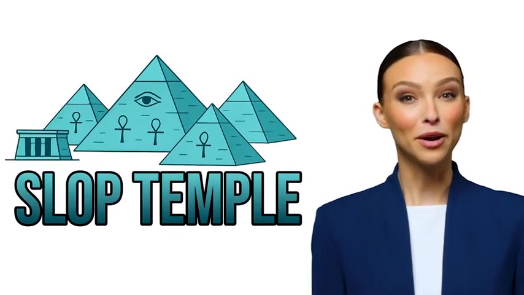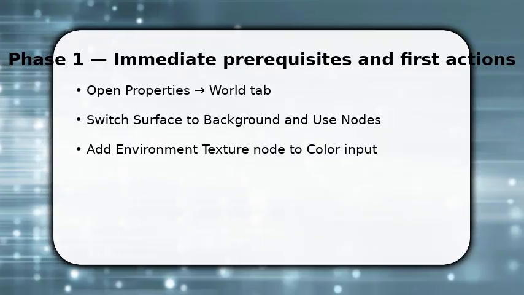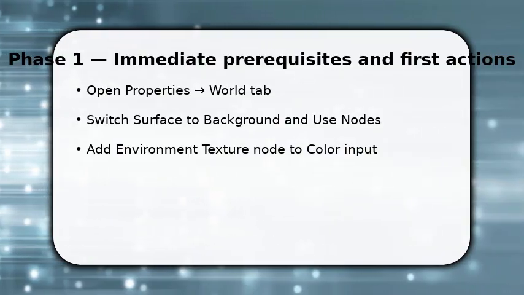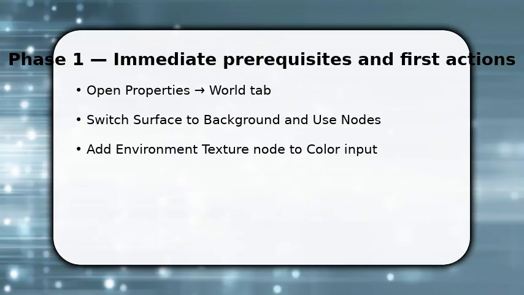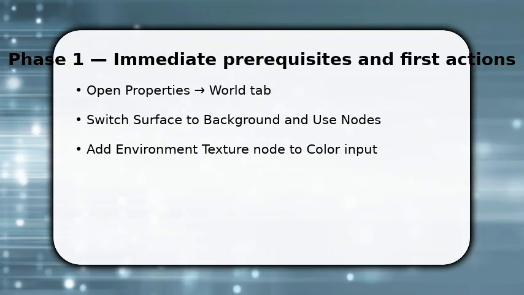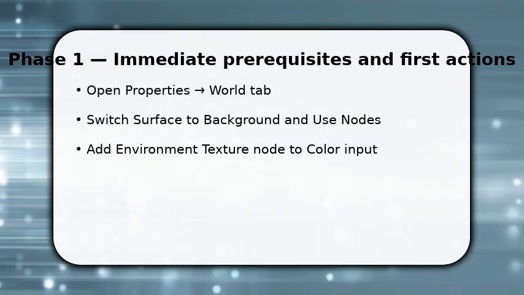We pray this video helps. You begin by opening the world properties, set surface to background, and enable use nodes so Blender uses a shader network. Next, add an environment texture node and connect it to the background color. This feeds HDRI light and reflections.